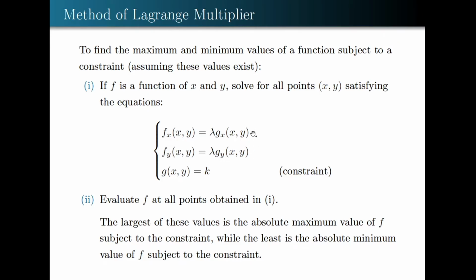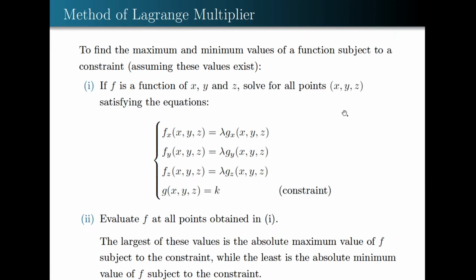These two equations came from the fact that the gradient of f equals lambda, the gradient of g. And the third equation is the constraint. Now, solving for the solutions of these systems might produce multiple solutions. So we evaluate f at all the solutions obtained in the first step, and the highest value of f will be the absolute maximum value, while the least is the absolute minimum value of f subject to the given constraint.